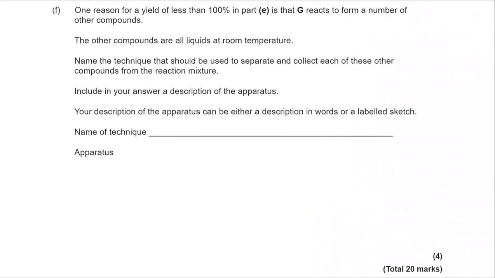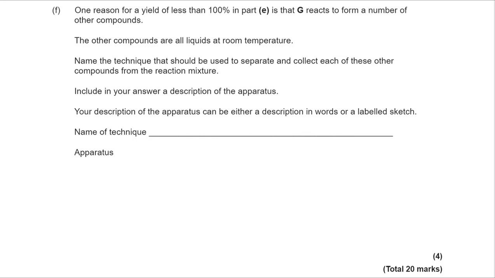Finally, moving on to F, one reason for a yield of less than 100% is that G reacts to form a number of other compounds. The other compounds are all liquids at room temperature. What technique could we use to separate and collect each of these compounds? Include a description of the apparatus. The description could be a labelled sketch, it could be a description in words.